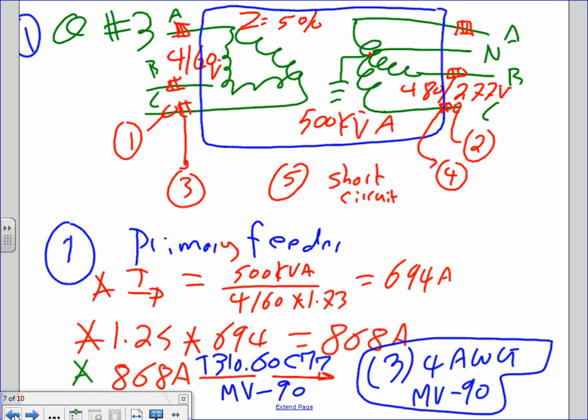What table was that one on? 310.60C77. Yeah, and under the 90-degree column. You go 90-degree column and 5K. Remember the one that says there's up to 5K, there's one set of columns, and then 15K another set of columns. Make sense?